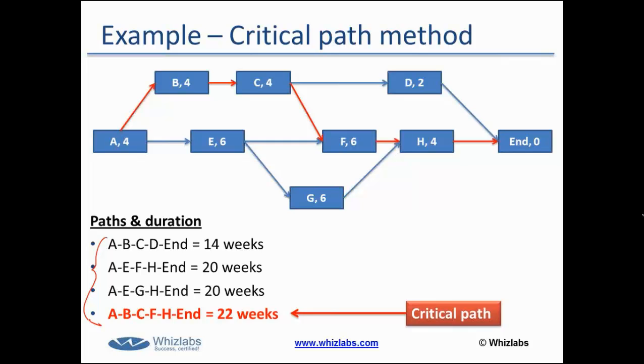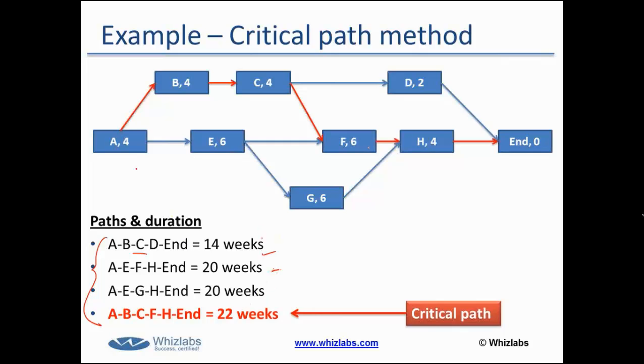Now, my next step would be to identify the duration of the paths. Very, very simple. Simply take the summation of the activities on that path. For example, A, B, C, D, end. So that is 4 plus 4 plus 4 plus 2, that's 14 weeks. A, E, F, H, end, that's 4 plus 6 plus 6 plus 4, that is 20 weeks.